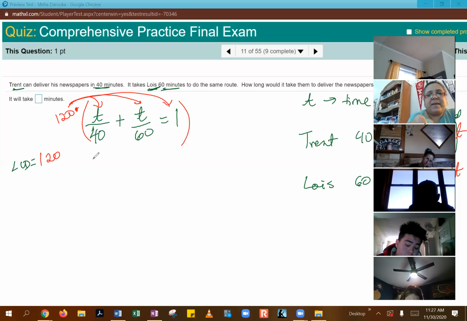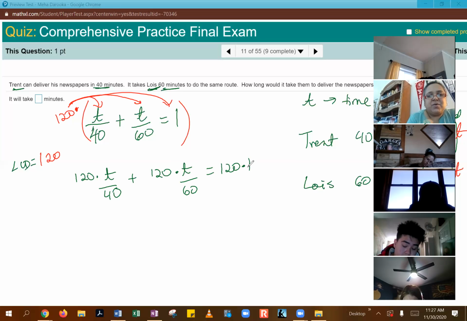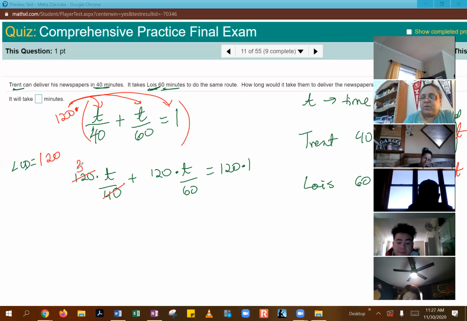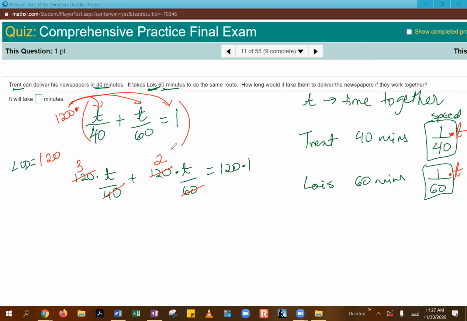So you would end up getting 120 times T/40 plus 120 times T/60, and then, of course, 120 times 1 on the right-hand side. So, 4 goes into 12 3 times, so 40 would go into 120 3 times. 6 goes into 12 2 times, so 60 would go into 120, 2 times.